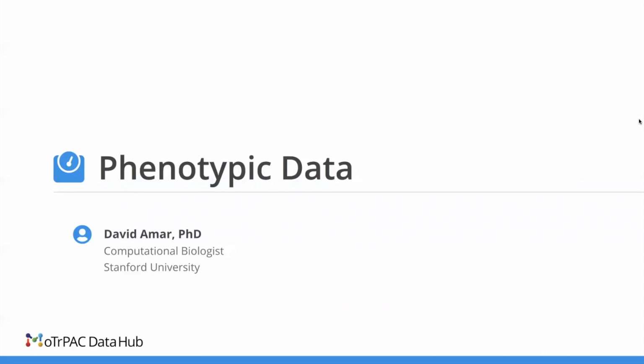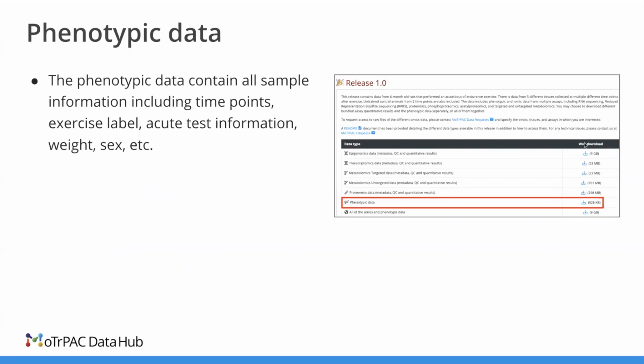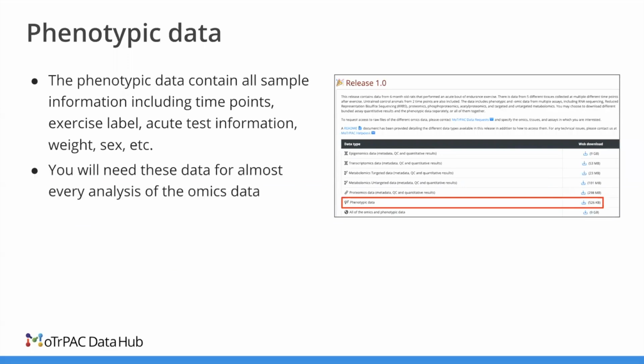Right. Hi, my name is David Amar. I'm a computational biologist at Stanford University. And I will walk you through the different files that you're going to see when you download these data. We're going to start with the phenotypic data set. That includes sample level information, which could be either technical variables or biological covariates for each sample. So that could be the weight or the sex of the animals, for example. This information is useful for almost every type of analysis for the omics data sets.